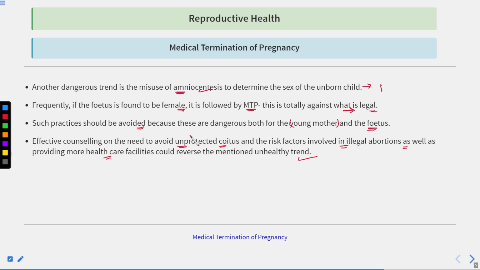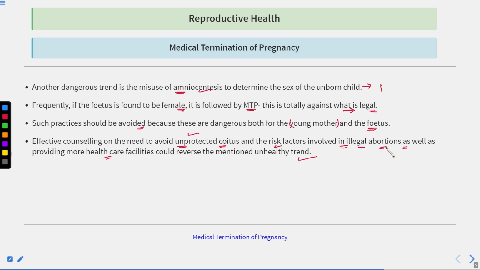So as to how to avoid this unprotected coitus, information should be given regarding the use of the contraceptives, regarding various contraceptive methods. And these contraceptives should be easily available in the market also. Clear? And the risk factors involved in the illegal abortions. So awareness and counseling should also be done of the couples, of the people in the society. Okay? Especially to the people that are in the marriageable age. So information should be given and they should be told what are the risk factors involved in the illegal abortion.